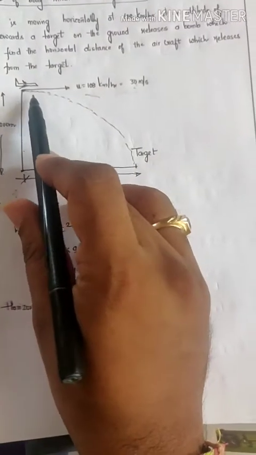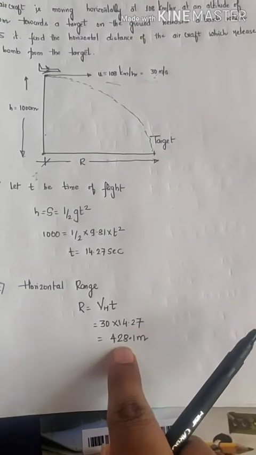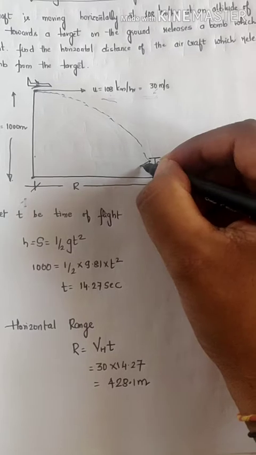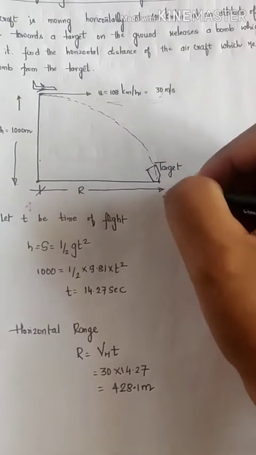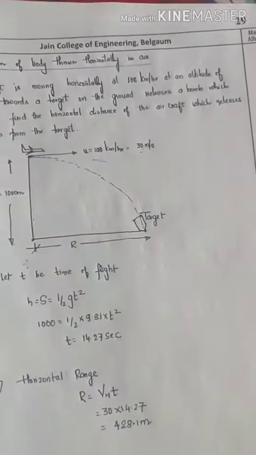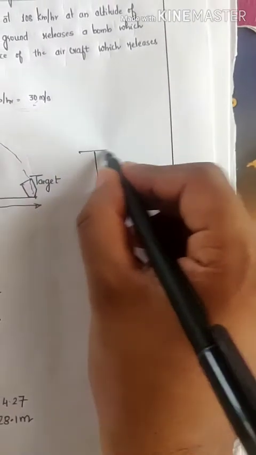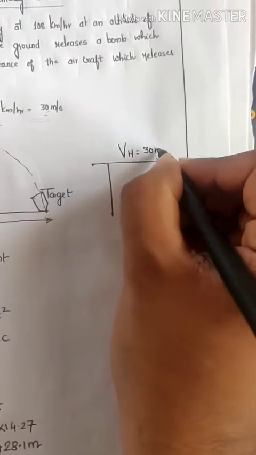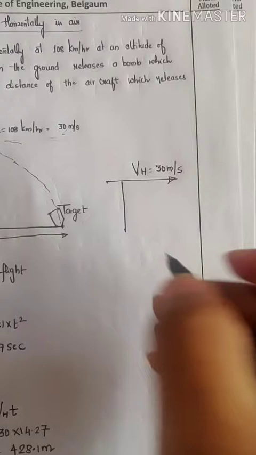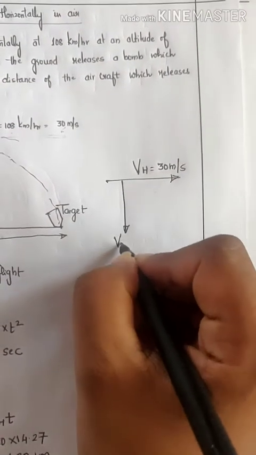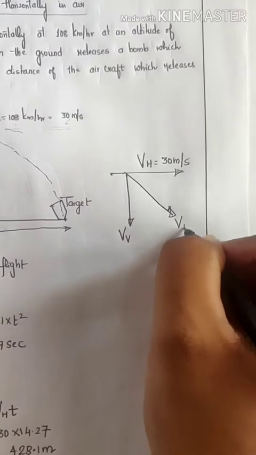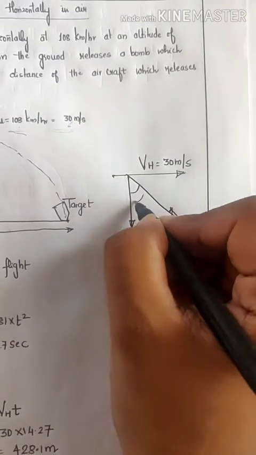Also you have to find out what is the direction and velocity with which the bomb hits. So the bomb initially travels a range of 428.1 meter for this. So when the bomb hits the target like this, what is the direction and velocity with which it hits? So Vh, we know it is 30 meter per second. So you have to calculate what is the vertical velocity of the bomb, and what is the resultant velocity of the bomb, and what is its direction.